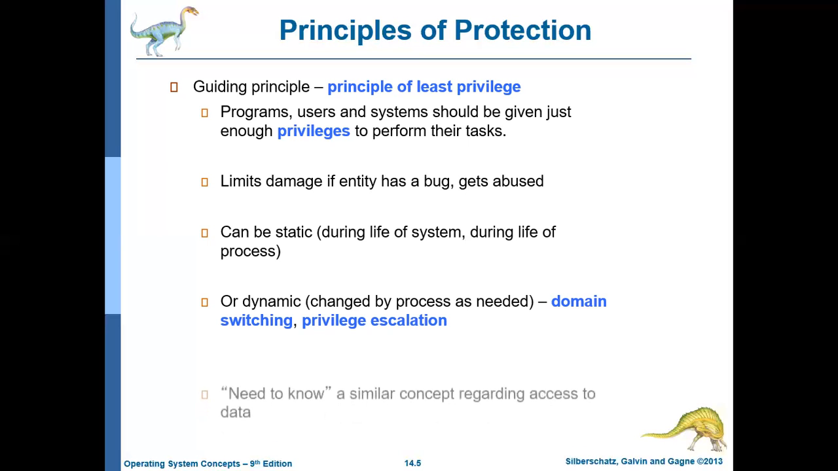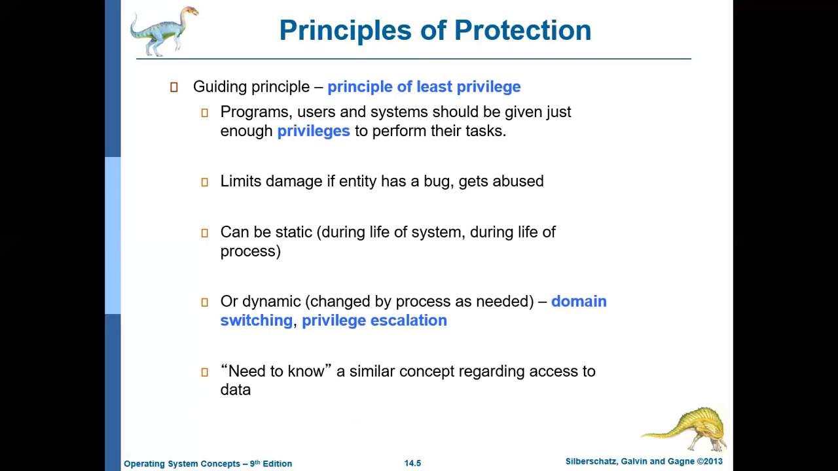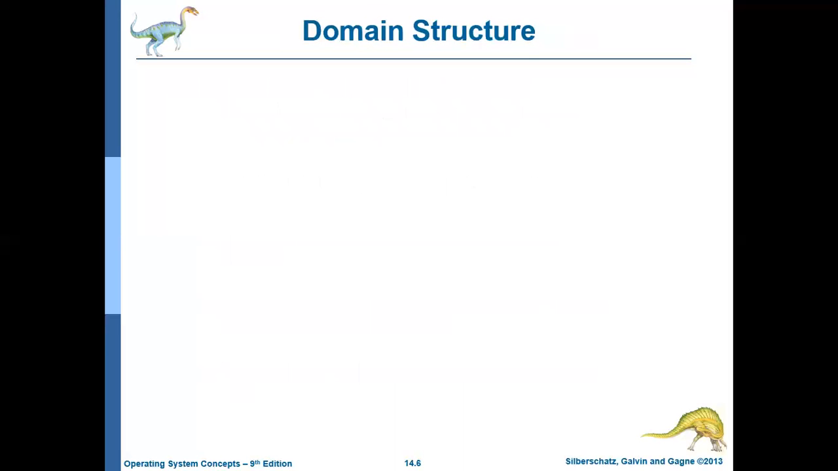Similarly, there is a related concept called need to know. Whenever a particular process wants to perform some operation on a particular object, why they want to perform that particular operation should be known to the operating system, so that the operating system can ensure the safety of the system. So these are the core principles of protection.